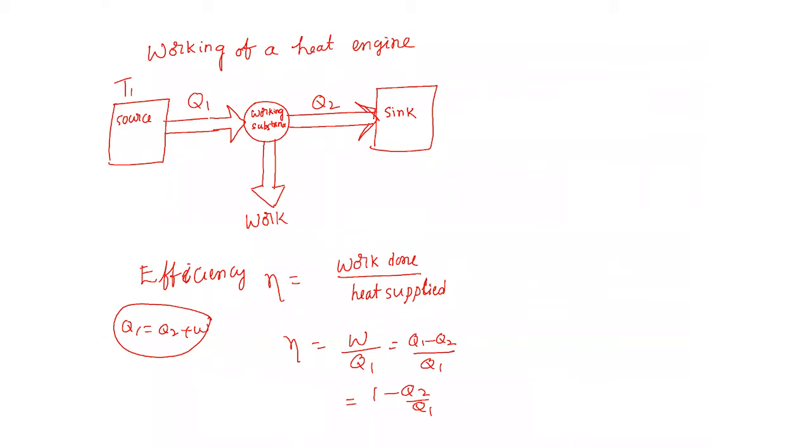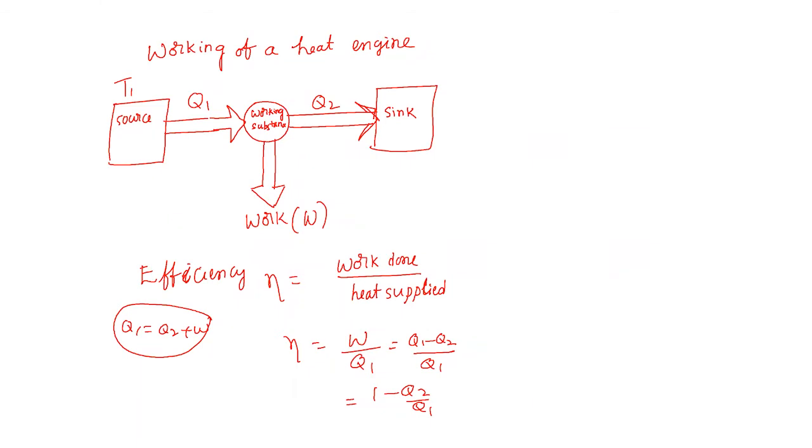So remember that. Why? Because the total amount of heat supplied is Q1. That Q1 should be equal to Q2 plus work done, where W is work done. You understood? Understood, children? So just before each problem, I am giving the formula. Done? Copy this.